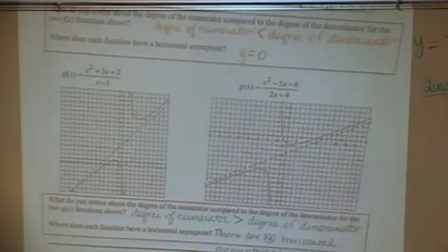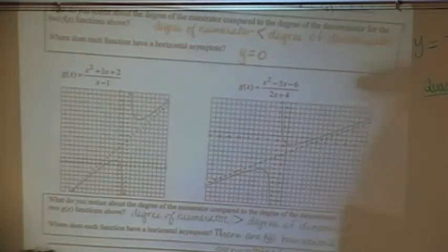So if the degree of the numerator on top is bigger than the degree of the denominator on bottom, there is no horizontal asymptote. There might be a slant asymptote, but not a horizontal. What do you notice about the degrees on these? They are equal. So the degree of the numerator is equal to the degree of the denominator.